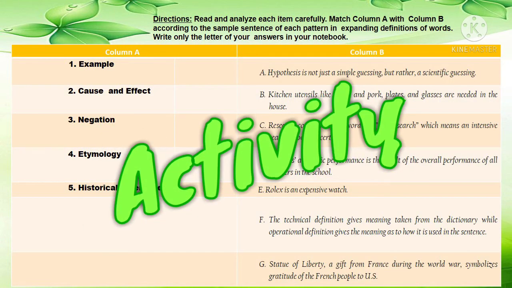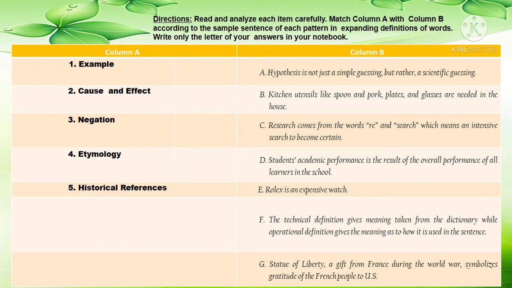Let us now assess how much you know about the terms and patterns in expanding definitions of words. You are going to read and analyze each item carefully. Match column A with column B according to the sample sentence of each pattern in expanding definitions of words. Write only the letter of your answers in your notebook. We have the first one, example. Number 2, cause and effect. Number 3, negation. Number 4, etymology. Number 5, historical references.